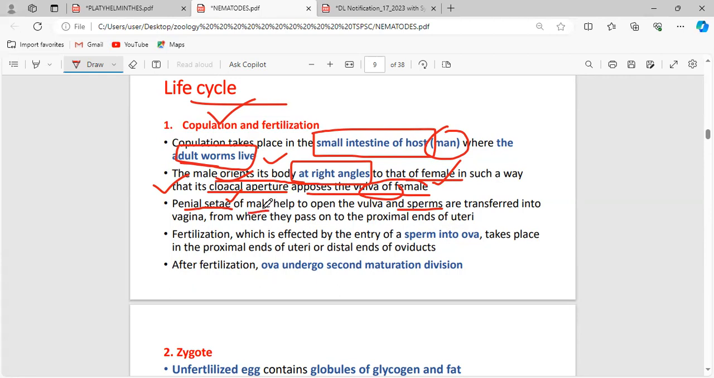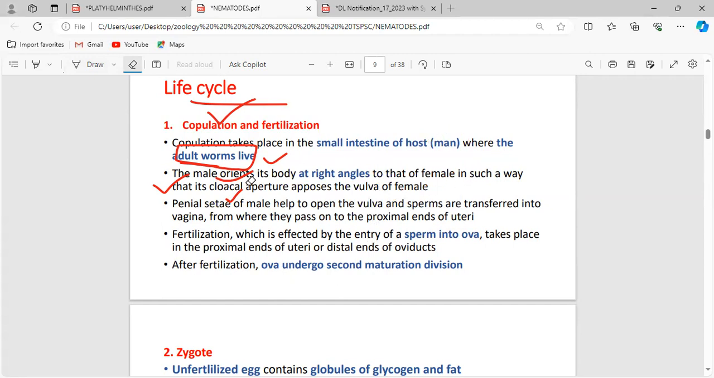The penial setae of the male, this is one of the structures present in the male, help to open the vulva. Vulva is the structure present in the female. The penial setae open the vulva of the female, and after it has been opened, the sperm present inside the male is transferred into the vagina. From there it passes through the proximal ends of the uterus.